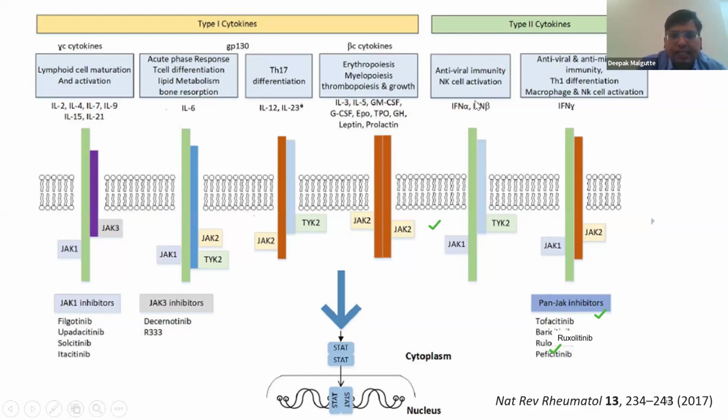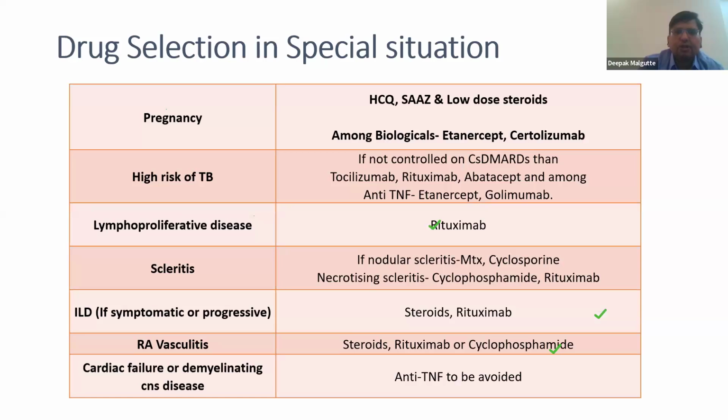Affecting the interferon pathway can result in an increased risk of viral infection, like herpes zoster. Affecting IL-6 can result in dyslipidemia and bone resorption. All these pathways get blocked.